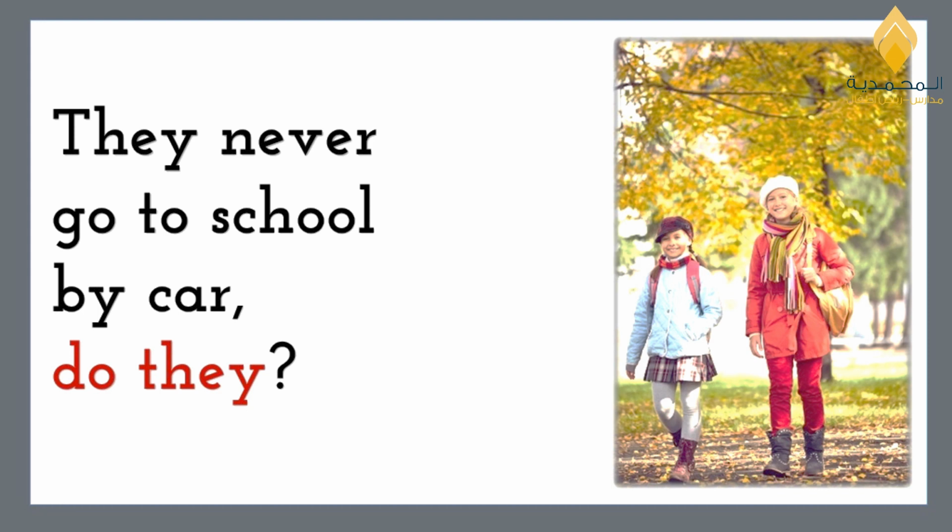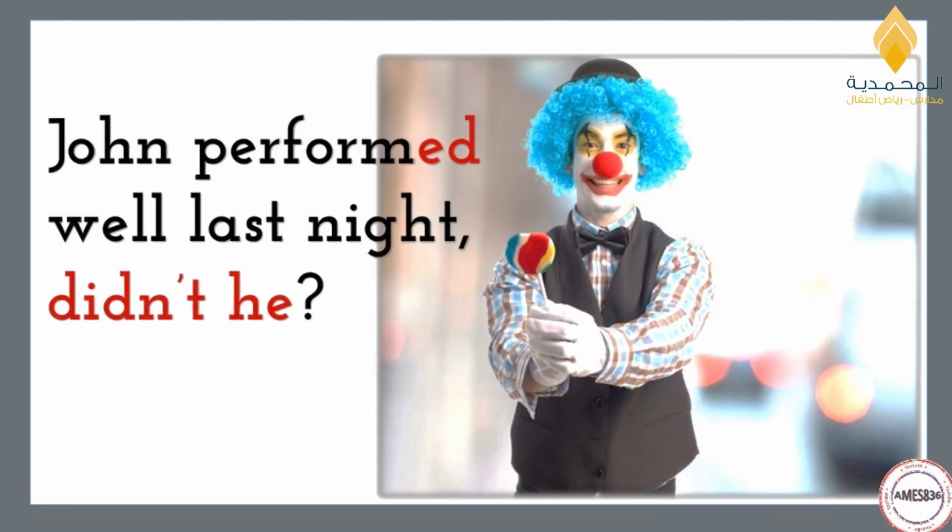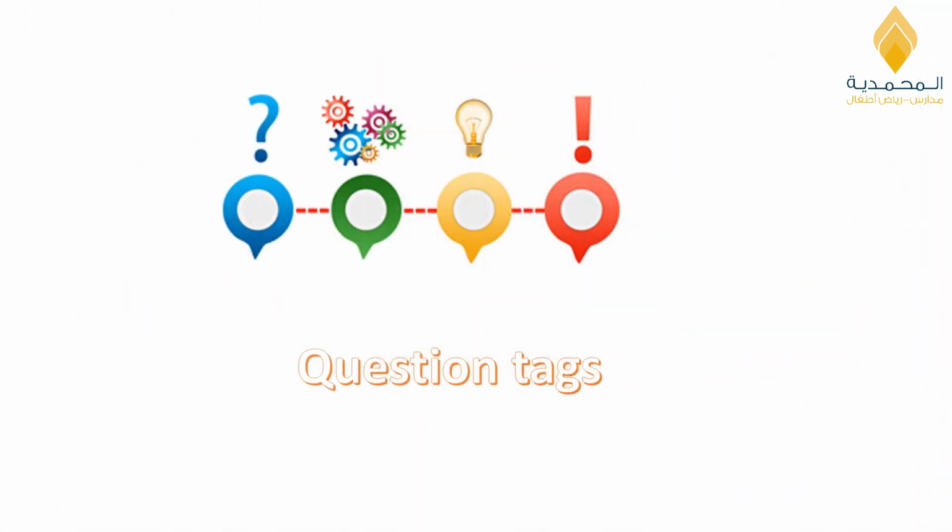They never go to school by car, do they? And notice here that we have the word never that gives us the negative meaning of the sentence. That's why we use a positive tag, do they. Here you can find the last example. John performed well last night, didn't he? And this sentence is in simple past, that's why we use didn't he. Question tags are very easy, aren't they?